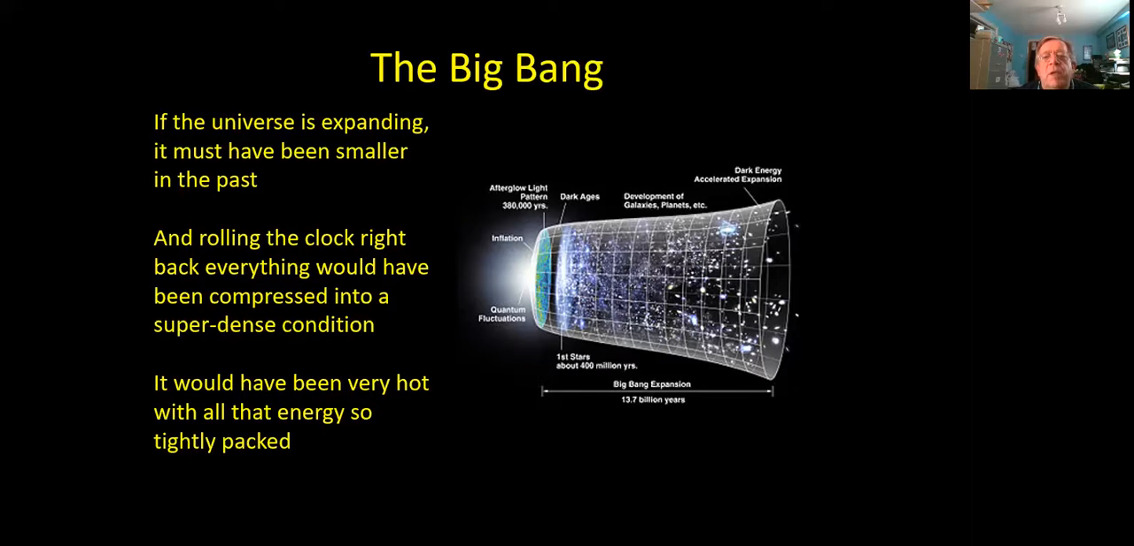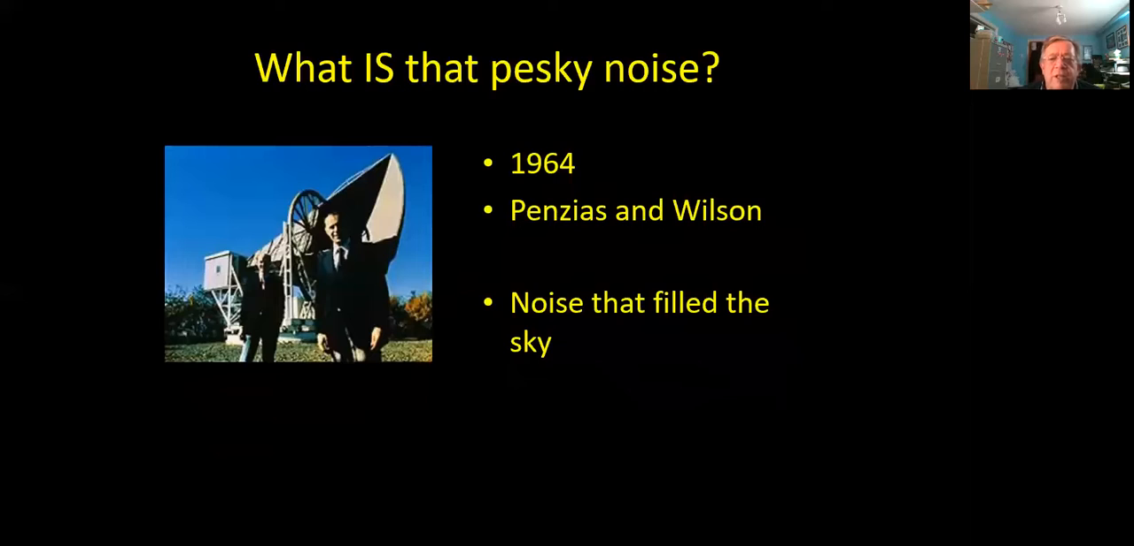But the piece shown here, if you see my mouse pointer, this pattern here, this is the afterglow light of the Big Bang, and dates from just 380,000 years after the Big Bang. And that was discovered by these two gentlemen, Penzias and Wilson in 1964.